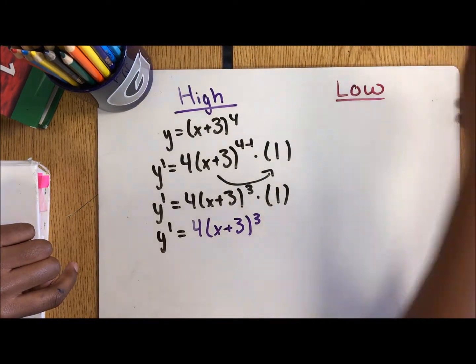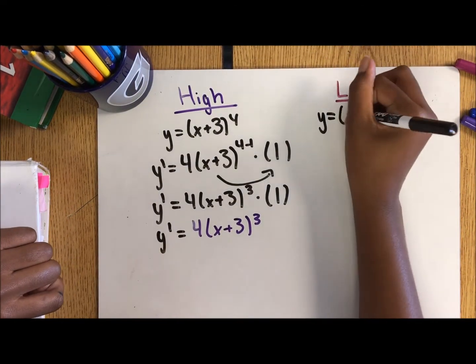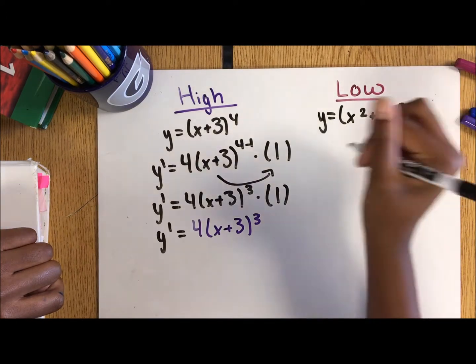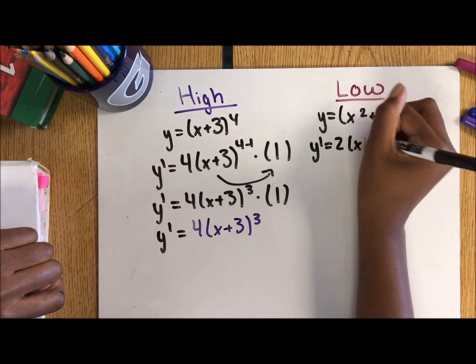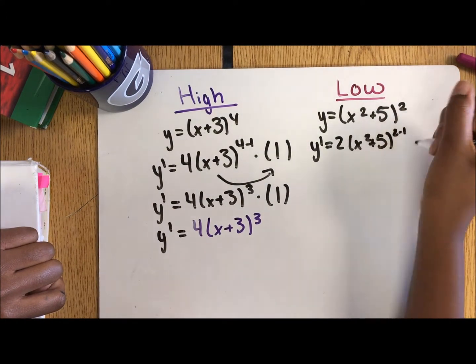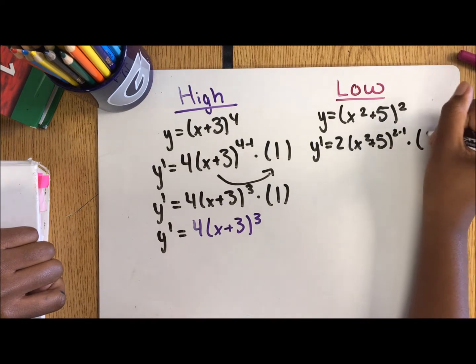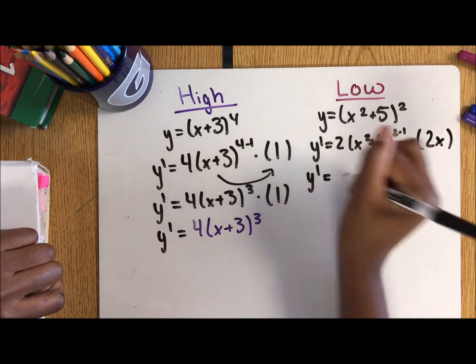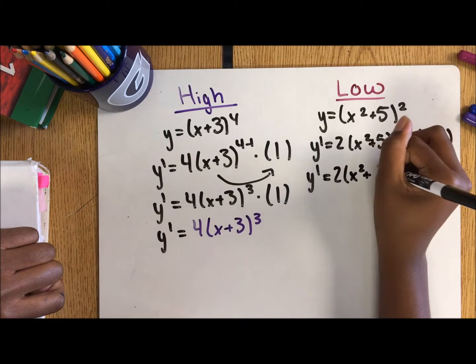Now we will be taking the derivative of the low using the chain rule method. We bring down the exponent, subtract 1 from the exponent, and take the derivative of the inside. From there, we can just simplify.